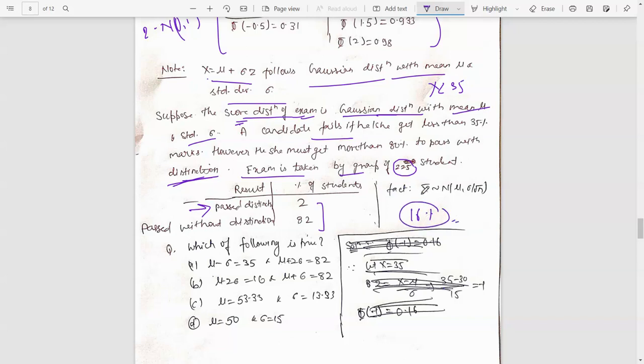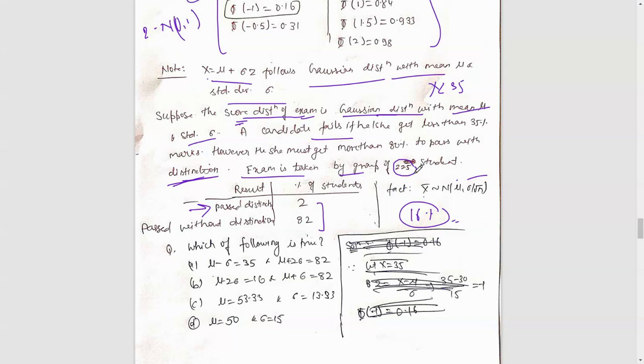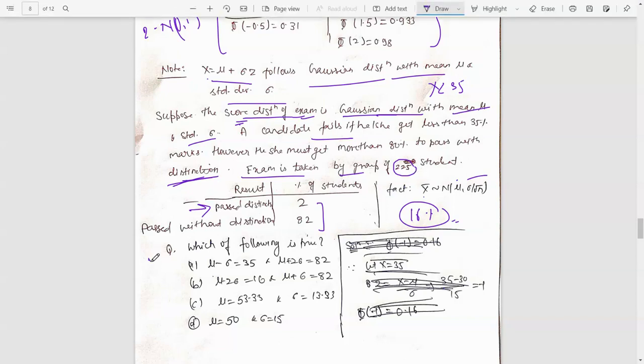There is also another fact given: if x follows a normal distribution, then x bar, the mean of all those normal variables, follows a normal distribution with mean mu and standard deviation sigma upon root n. So these are all the facts given in the question itself. I'm not just making it up. Everything is given in the question. And now we need to find which of the following is correct.